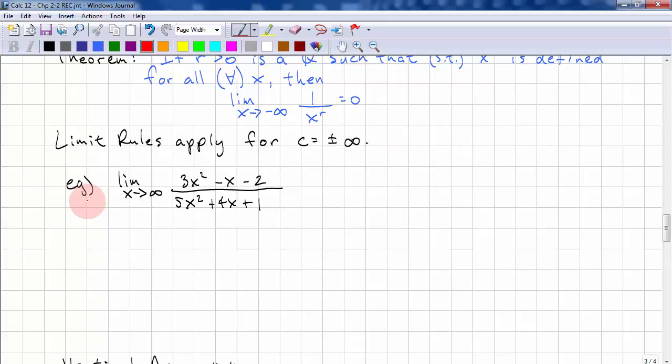Okay, let's look at an example. Limit as x approaches infinity of this rational function. The way we do this is we need to use these theorems, this one and the one above. And in order to do that, we need to find the highest power and divide every term by that power. And for this problem, it's x squared.